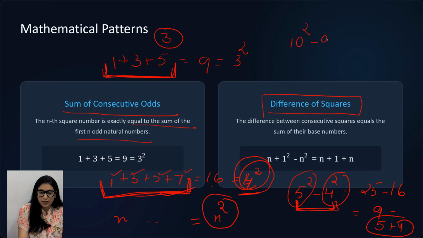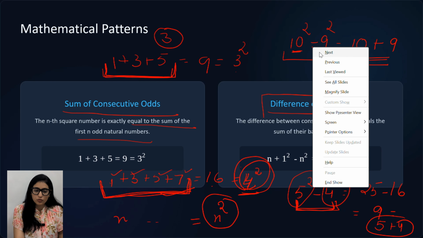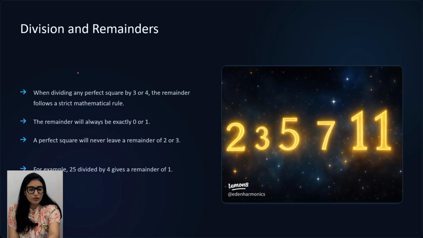Similarly, if I say 10 square minus 9 square, this will be nothing, just 10 plus 9, that is 19. So, without actually squaring and finding the difference, we can just add the bases of the numbers which we are taking. Here we are squaring, 10 square minus 9 square, and taking their difference. So, it will be simply equal to 10 plus 9. Clear?